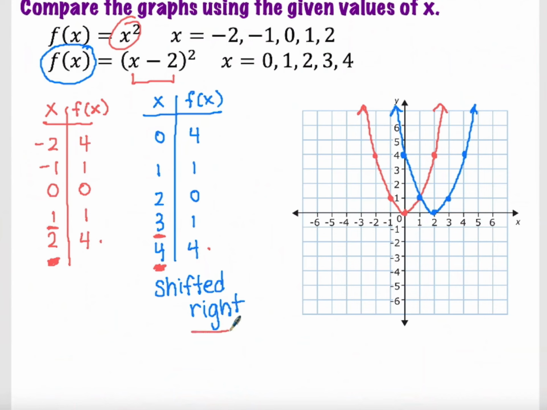And that's why it's shifting to the right, because that subtraction of 2 is making it so our numbers have to be bigger, actually. So that's why it always seems opposite on those horizontal transformations. It's because it requires a bigger or a smaller x value to do what it used to do with just a regular x.